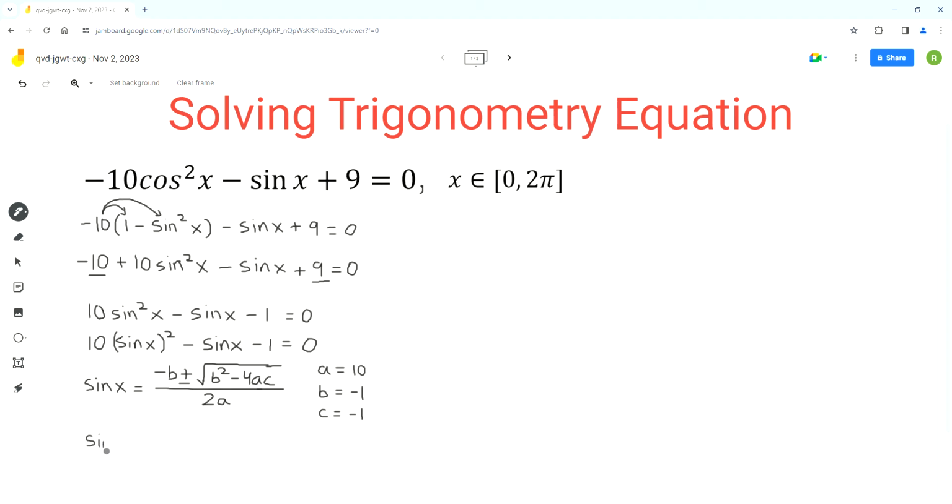So now we can sub in the values in this formula. So we get sine of x equals, so minus negative 1 because b is negative 1, and then plus minus, so b square, which is negative 1 square minus 4 times the a value, which is 10, and times the c value, which is negative 1.